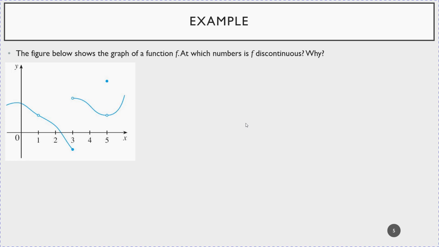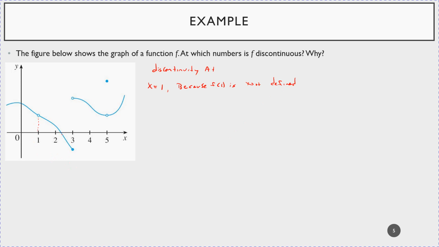Okay, so the figure below shows the graph of some function f. At which numbers is f discontinuous and why? Okay, so let's look here, right? Look at this first one. We have discontinuity, and the first one we see here is at x is equal to 1, okay? And this is because f of 1 is not defined. Okay, so that's no good right there.